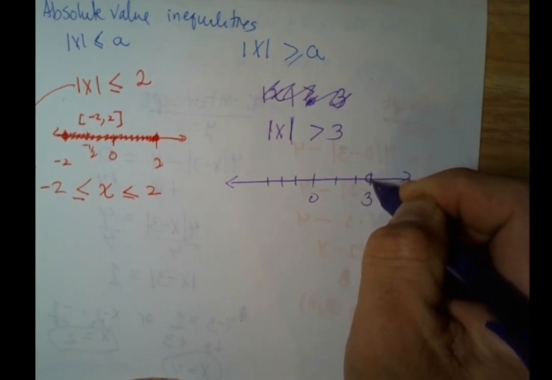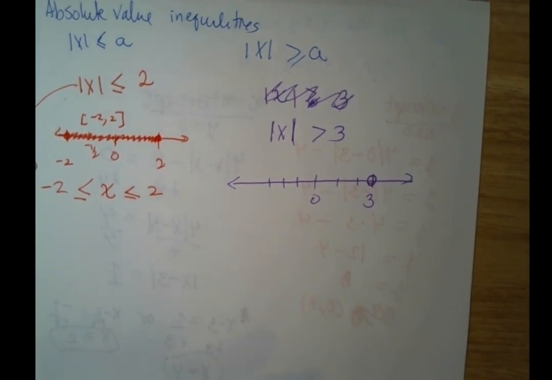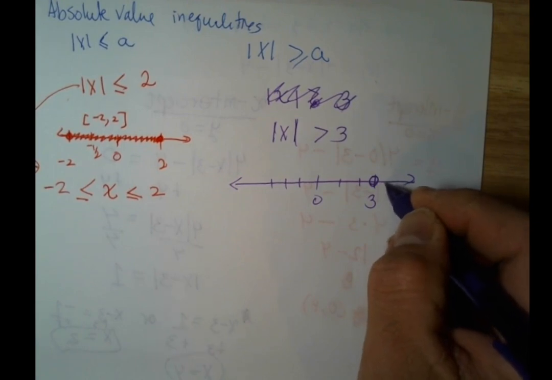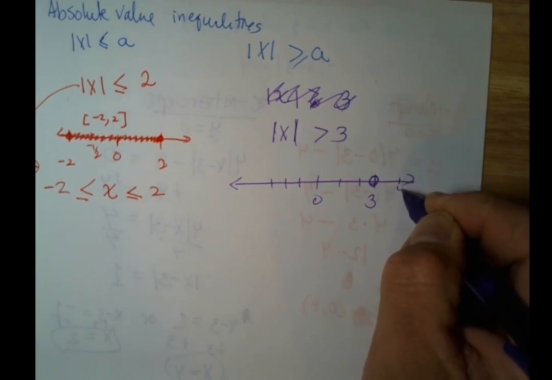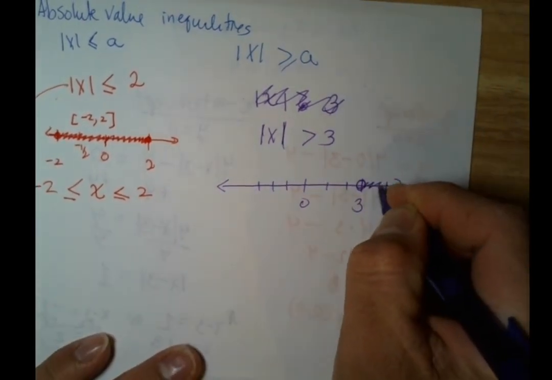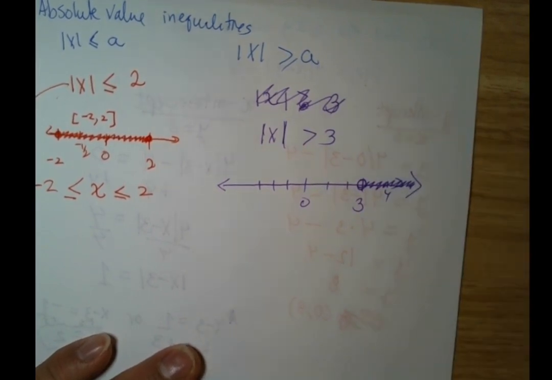Now in this case, 3 doesn't work, right? Because the absolute value of 3 is not greater than 3. But any value to the right of +3, let's say 4, that will work, right? And 5, 6, etc. So it looks something like this.